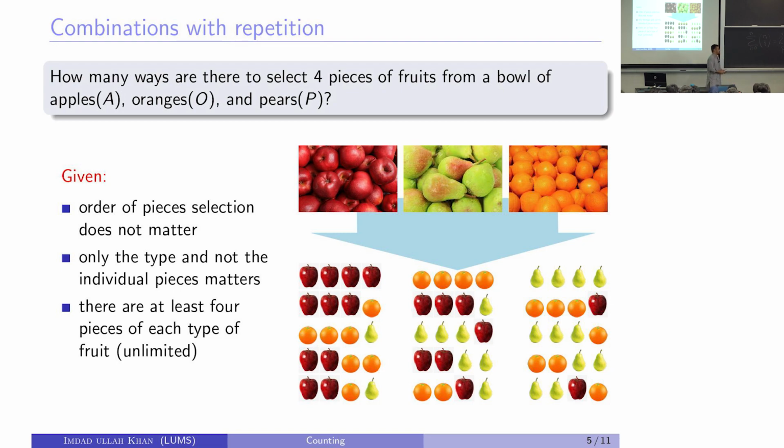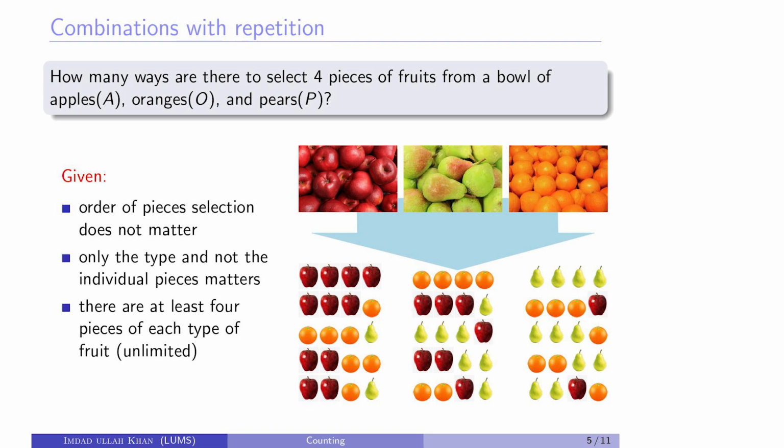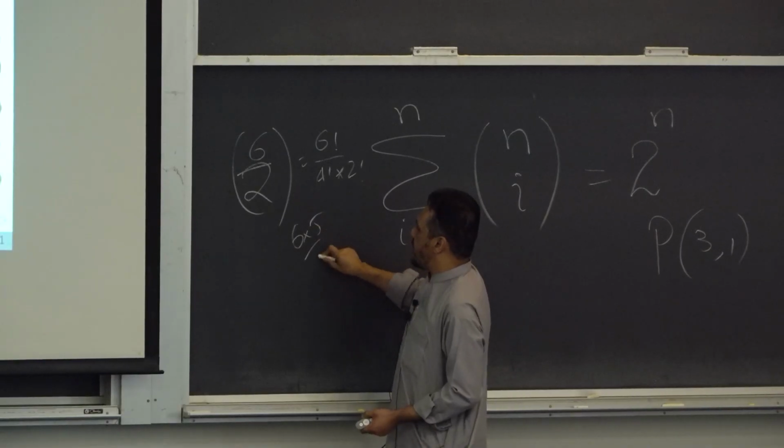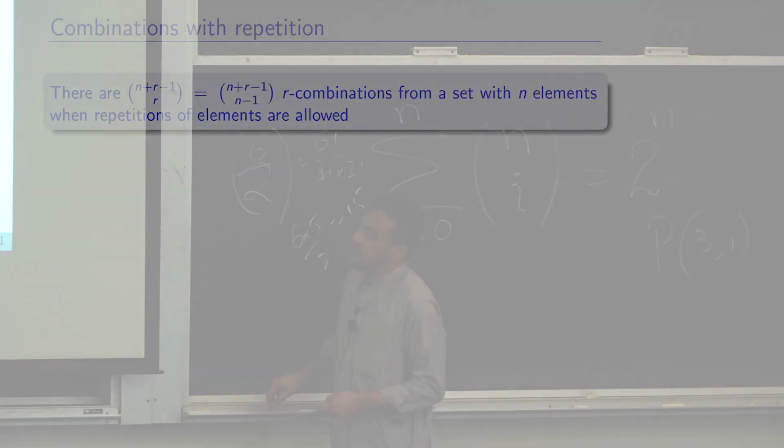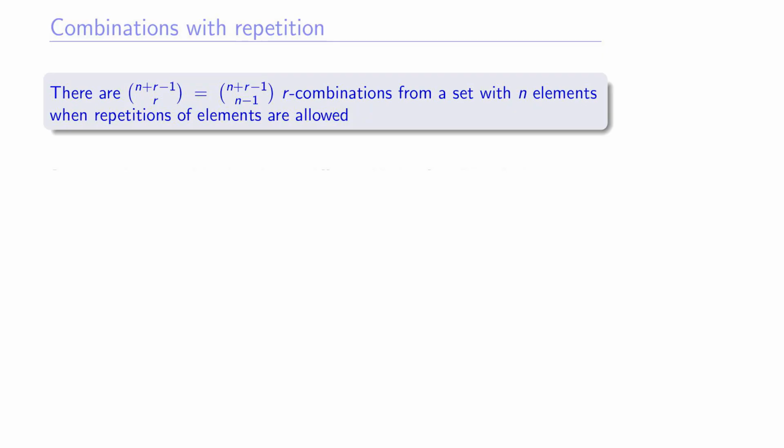What is 6 choose 2? 6 factorial divided by 4 factorial times 2 factorial, right? So this is 6 times 5 divided by 2, which is equal to 15. Did we get the answer equal to 15 earlier? Right?